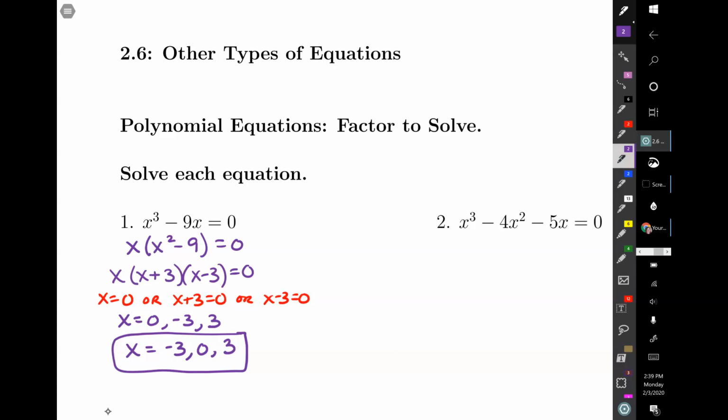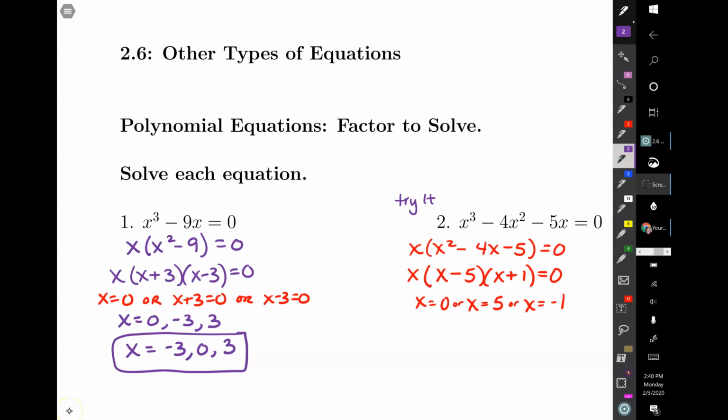So for number 2, off to the right here, x cubed minus 4x squared minus 5x equals 0. That's very similar. You're going to pull out an x first and then factor it and solve. So go ahead and try that one as a try it. Or if you want to just watch the video, I'll do it quickly, but pause and just at least attempt it. Okay, so I wrote this up already.